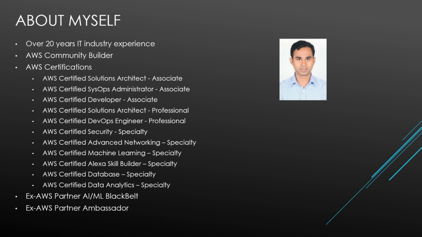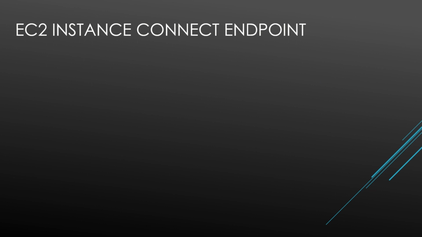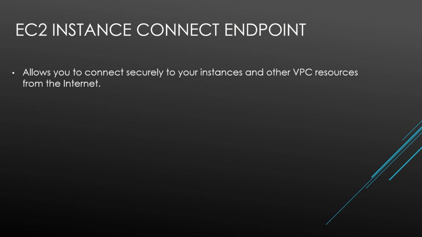Now let's go ahead and quickly see what EC2 Instance Connect endpoint is. Amazon EC2 Instance Connect endpoint is an AWS service that allows you to securely connect to your instances and other VPC resources from the internet via SSH or RDP without requiring the instance to have a public IPv4 address.